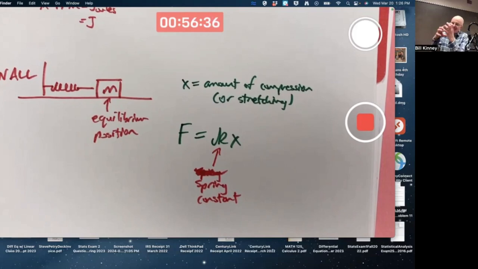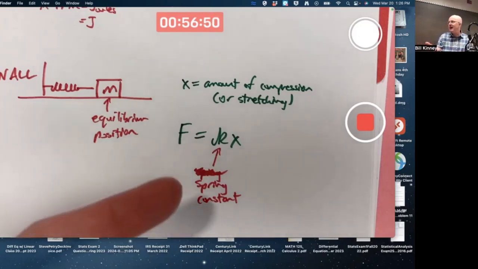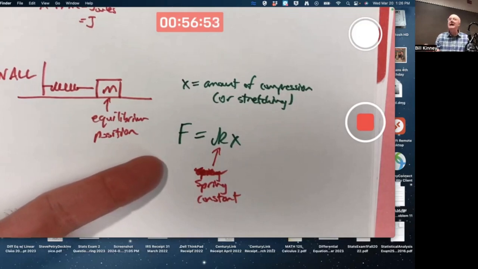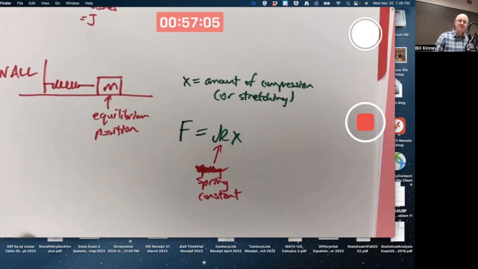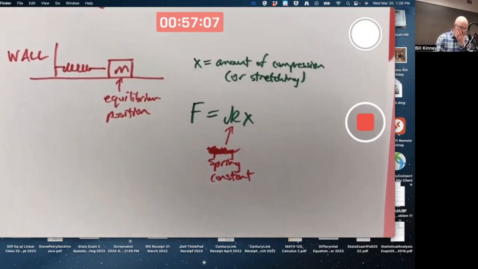Is it a really thick, stiff spring? Then K is large, right? It's difficult to stretch it or compress it. Or is it like a slinky? Very easy to stretch it or compress it. K would be small. You might wonder, is this a perfect model? It's called Hooke's law. It's actually not a perfect model. It's reasonably good for small amounts of stretching or compressing. But once you get close to the breaking point, all bets are off. But we assume this is true for small amounts of compression or stretching.